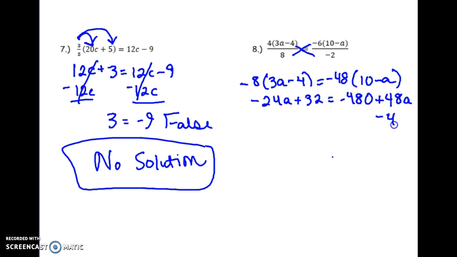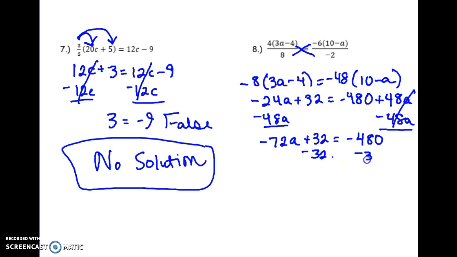Okay, I'm going to subtract 48a from both sides. When I do that, I end up with negative 72a plus 32 is equal to negative 480. These will cancel out. From here I'm going to subtract 32 from both sides. When I do that, I get negative 72a is equal to negative 517.